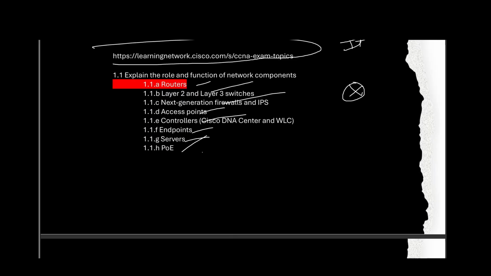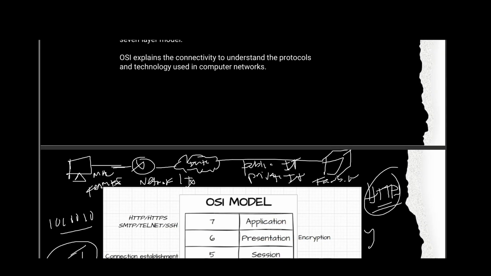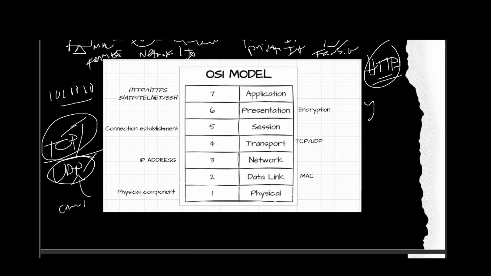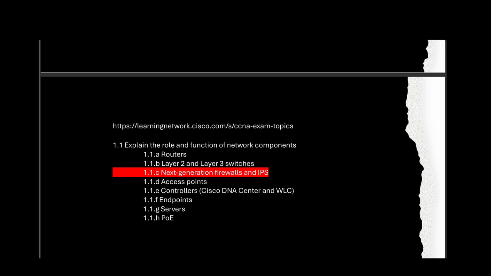Next, we have layer 2 and layer 3 switches. Layer 2 and layer 3 switches came from the OSI. If we go back to this OSI model, we know that the network layer is where the IP is. So if we're talking about layer 3 switches, it means that there are IPs and routing involved on that device. That's why it's called a layer 3 switch. And then layer 2 switches, most of the time, are just a plug and play kind of device.